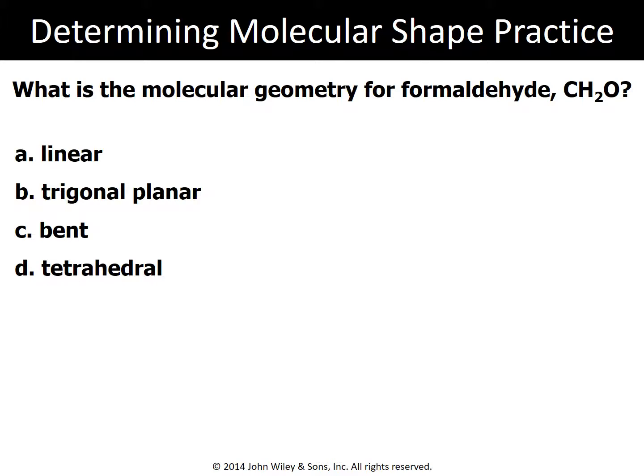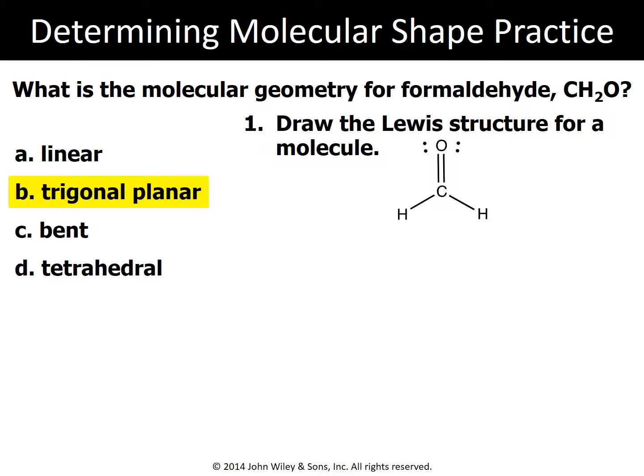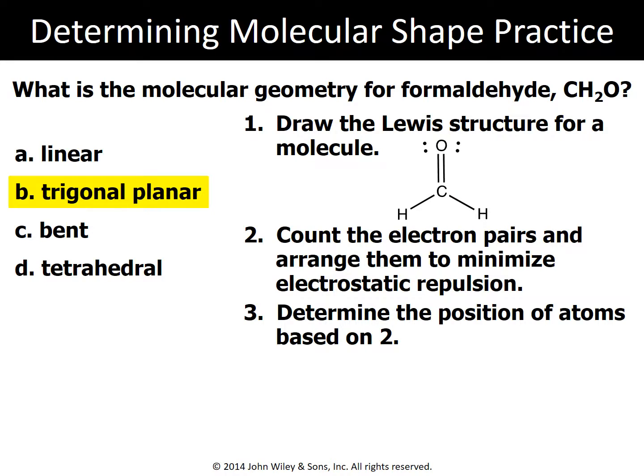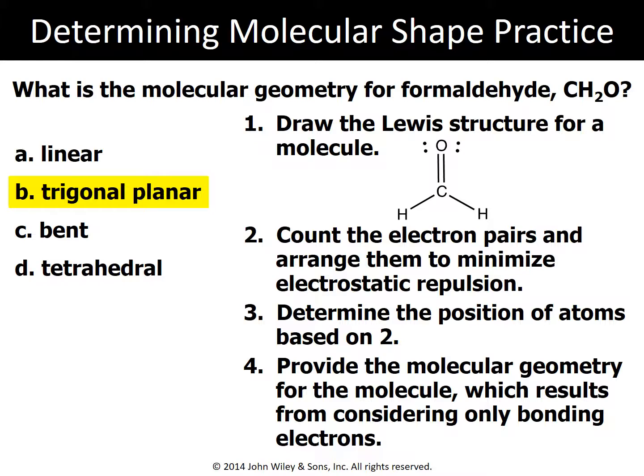So let's look at this first example. What is the molecular geometry for formaldehyde? This one's going to be trigonal planar. Let's take a look why. We're going to see our Lewis structure having our central atom carbon. We'll have a double bonded oxygen with two hydrogens. In this case, even though our oxygen is double bonded, we're still going to have three atoms connected to our central atom, giving us our trigonal planar option.